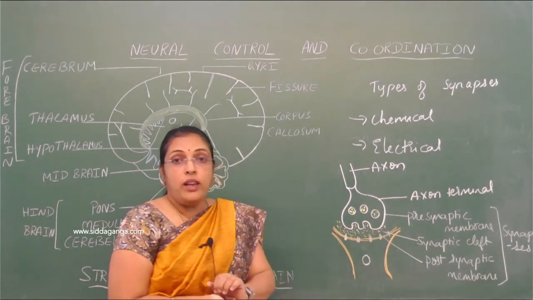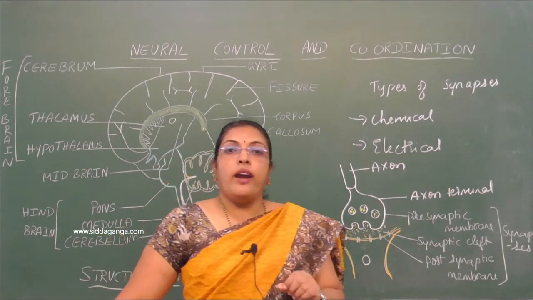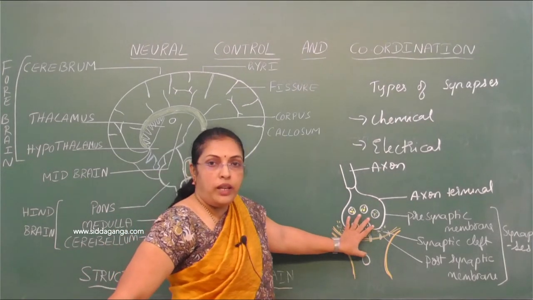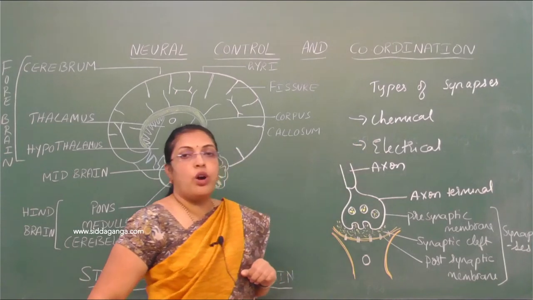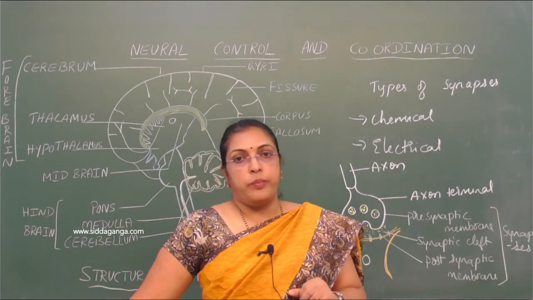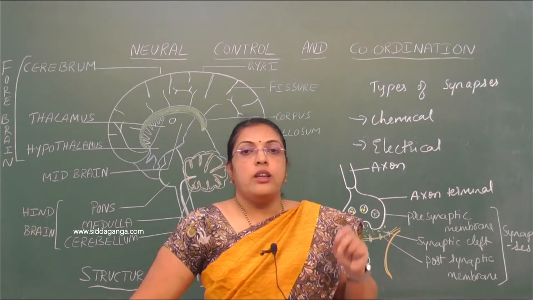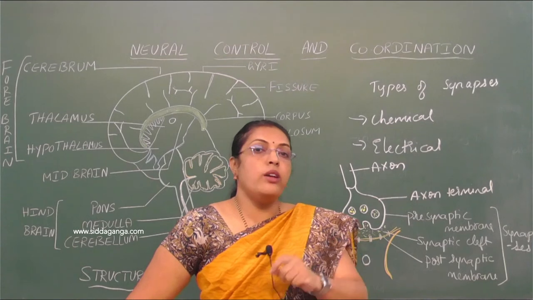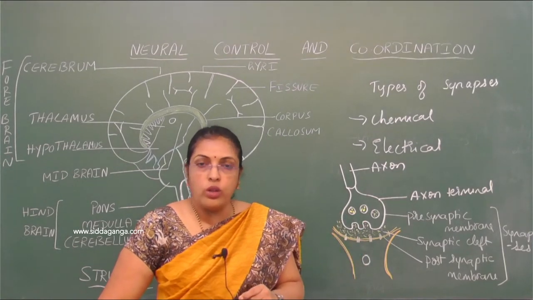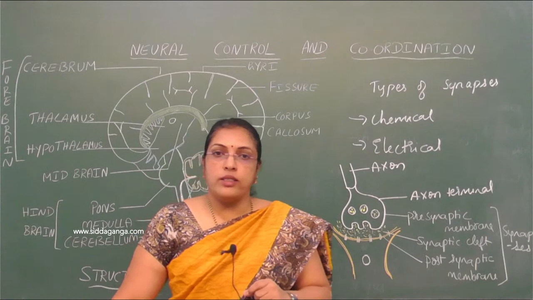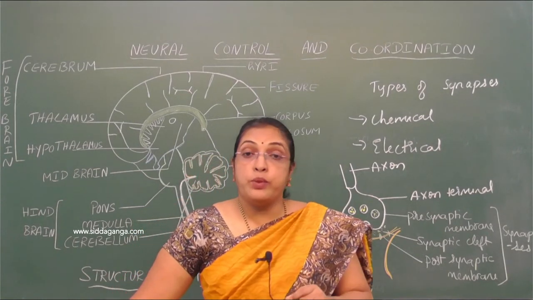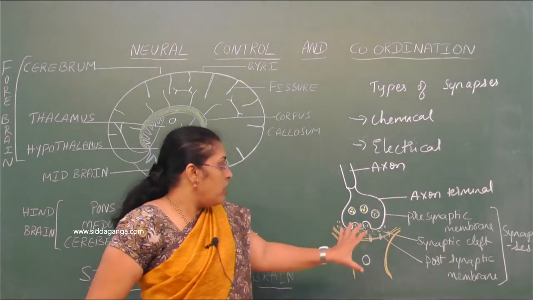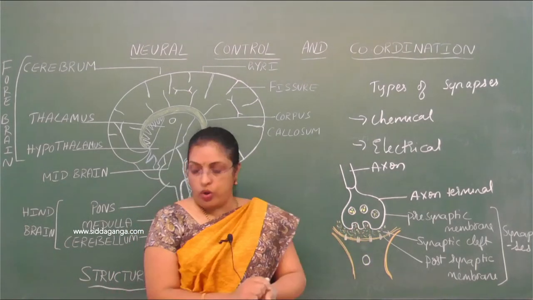When these chemical substances which act as the neurotransmitters are present in that synaptic cleft, that type of synapse is called chemical synapses. In chemical synapses, the impulse from axon of one neuron is passed to the dendrite of another neuron through a chemical substance called neurotransmitters like acetylcholine. So this is an example for neurotransmitters.